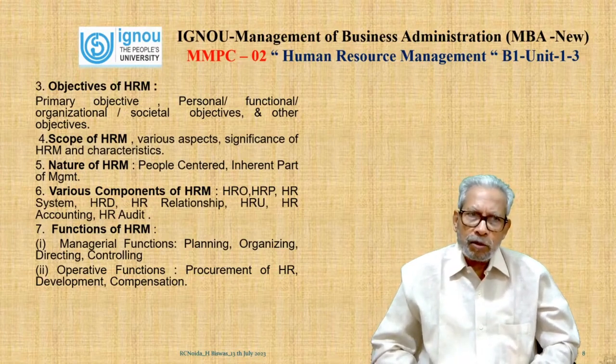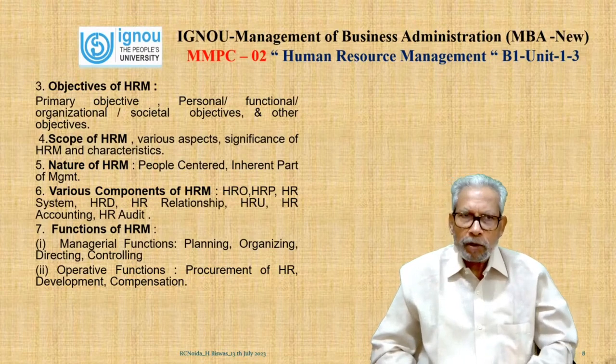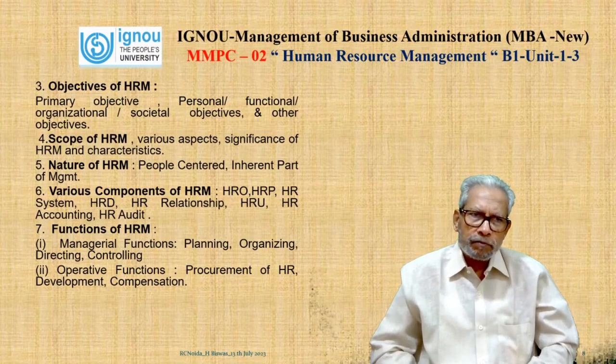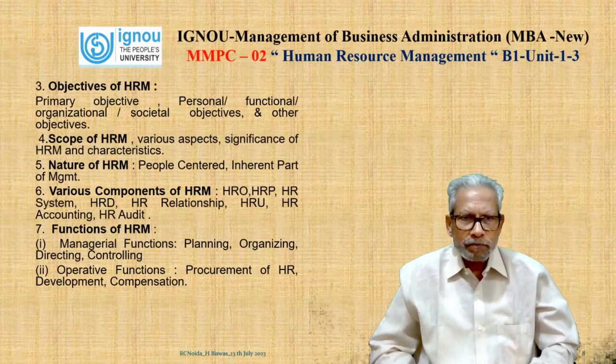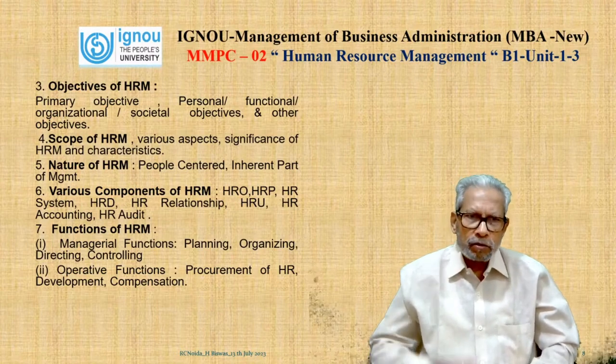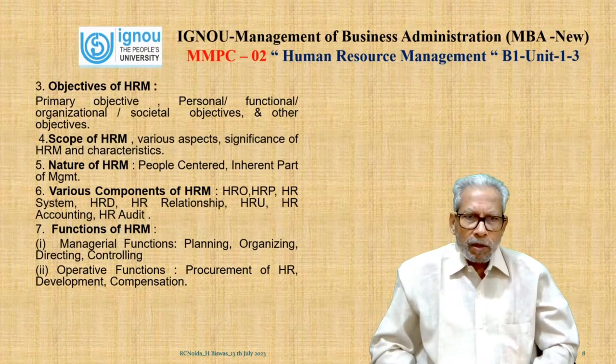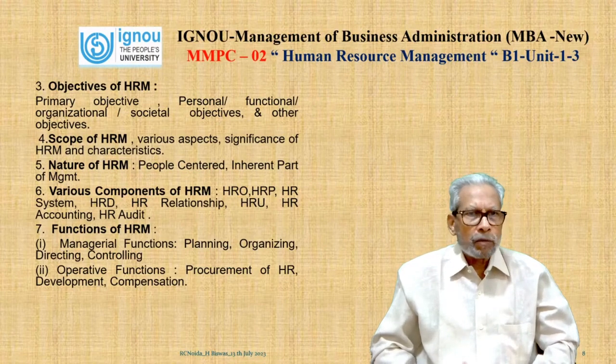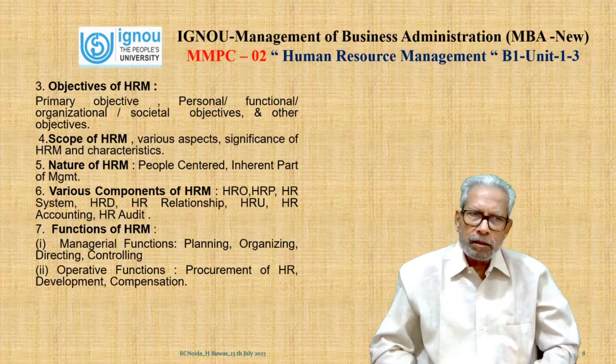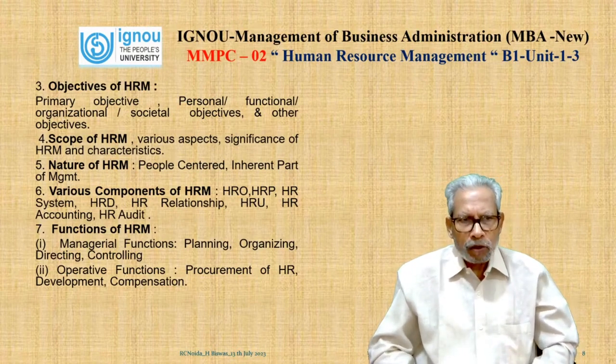Then the scope of HRM is also important, the various aspects of the significance of HRM and the characteristics, which we have already discussed in earlier videos. Now the nature of HRM is also an important part: it is a people-centered, inherent part of management. Then the various components of HRM. What components are there? There is HR, then HRP human resource planning, HR systems, HRD, then relationships, then accounting and HR audit. These are all different components of HRM. Any individual component may come as a short note, so students have to write. Any component of HRM may come, so we have to go through these details, which we have already covered in the earlier slides.